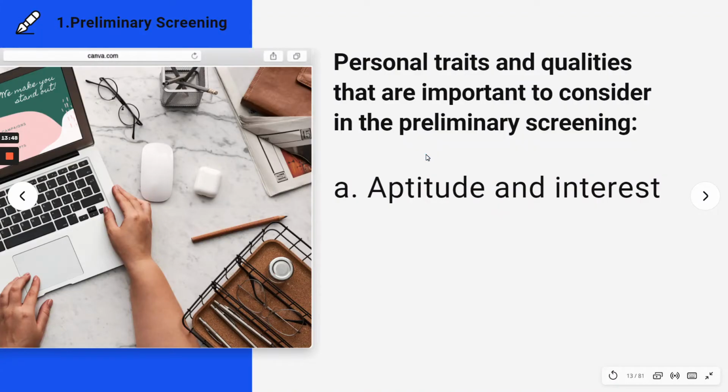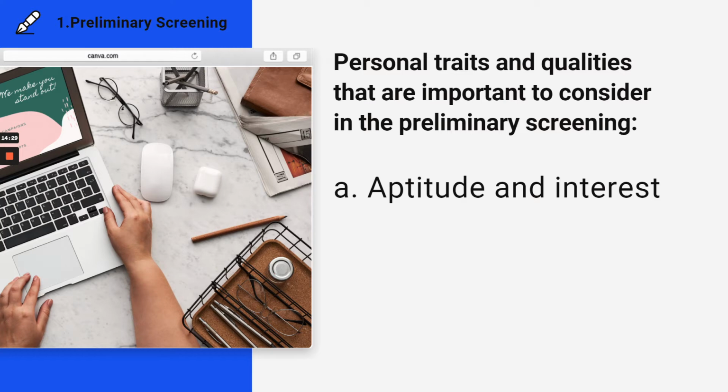On the preliminary screening, this is the first step in the assessment of an applicant, and this is the initial interview or preliminary screening. This step deals with obvious factors such as voice, dress, physical appearance, personal grooming, educational background, professional training, and experience if there is any. Okay, so there are traits and qualities that are important to consider in the preliminary screening process.